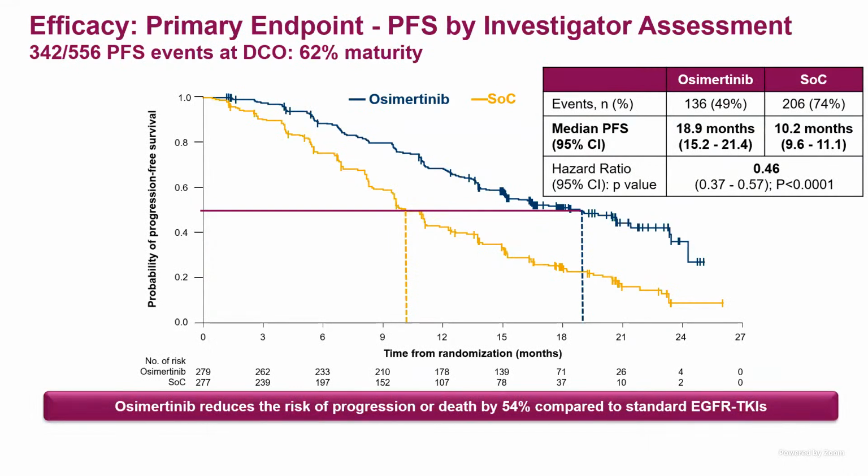So if you just see the PFS, which is the primary endpoint for the study, this is one landmark trial where there was an early separation of curves to begin with, and the curves continued to separate over a span of 24 months. The median PFS was 10.2 months in the standard of care, and 18.9 months in the osimertinib arm, with a hazard ratio of 0.46. You rarely see such strong and stark differences in the curves, and that's what was really impressive with this study. Next slide.